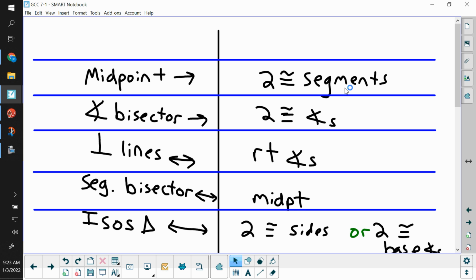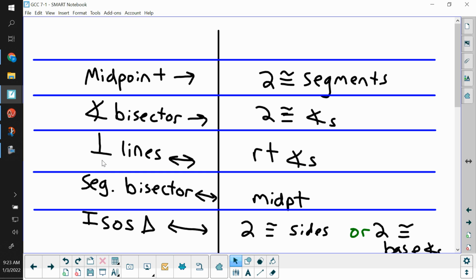As you're studying, again, what you want to do is fold back the right side. See if, looking at the left side, you can come up with the right side. Now, each of the arrows are read as implies. So for the first one, this is midpoint implies, and then you would want to be able to say two congruent segments. Then angle bisector implies two congruent angles.